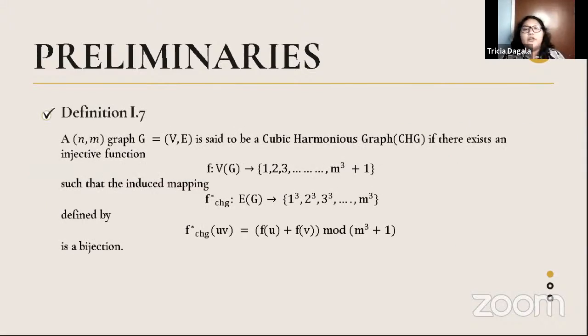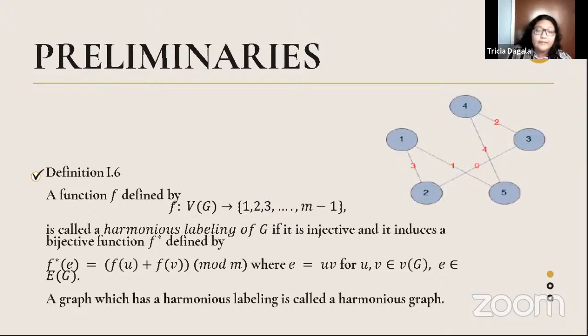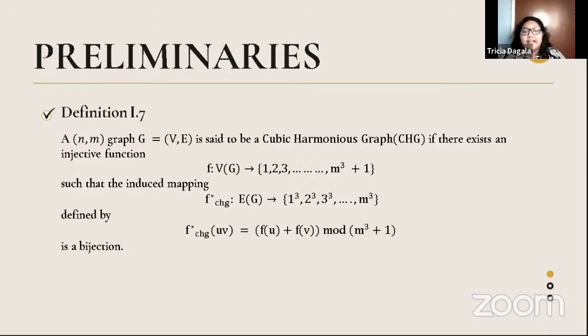And finally, what is a cubic harmonious graph? A graph G is said to be a cubic harmonious graph if there exists an injective function f from the vertex set to the set of 1, 2, 3 up to m cubed plus 1, such that the induced mapping f star sub c of G from the edge set of G to the set of 1 cube, 2 cube, 3 cube up to m cube, defined by f star sub c of uv equals f of u plus f of v mod m cube plus 1, is a bijection. So it's similar here, except that the labels of your edges need to be cubes. So it should satisfy that before we can say that it is cubic harmonious.